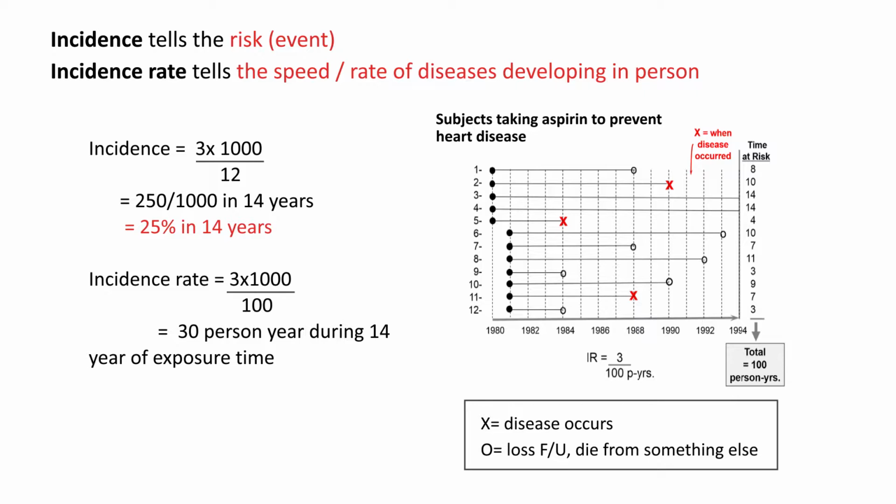So let's have a look at a 14-year survey of subjects taking aspirin to prevent heart disease on this slide. The incidence of new cases during this period of time was 25%. But have a close look at the 7 people who dropped out of this data collection, meaning they were no longer high-risk people until the end of the survey, while 2 had no heart disease throughout the survey. So the accumulated total time that people at risk stayed in the survey was counted and presented as the incidence rate, which at the end was 30 person-years during 14 years of observation.